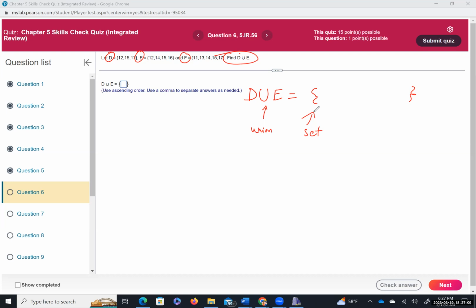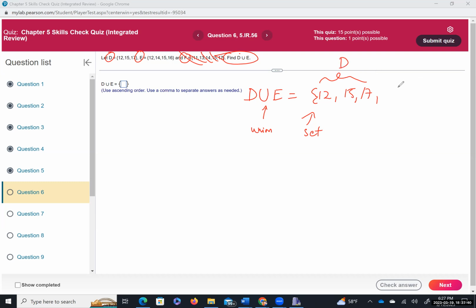That means we don't care about set F at all. You don't need to worry about set F. Just worry only about the 2 sets there, D and E. So we combine all those. We have 12, 15, 17, 14. Okay, so this is for D.